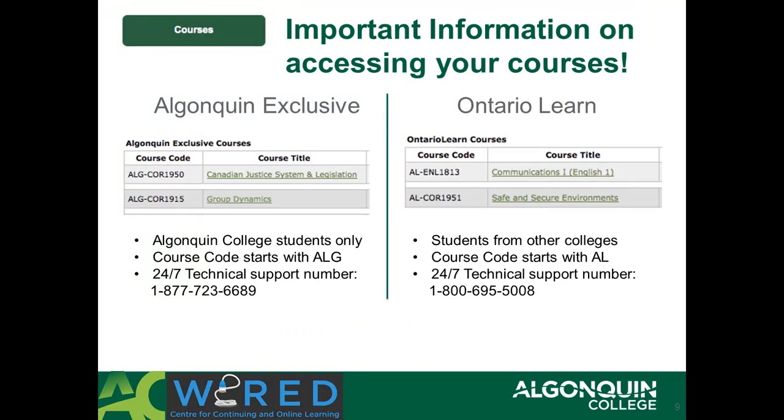Now I'd like to bring to your attention accessing your courses. Algonquin College offers two types of courses: Algonquin exclusive courses as well as Ontario Learn courses. You can identify the differences by the course code. Algonquin exclusive courses include Algonquin College students only. The course code starts with ALG.